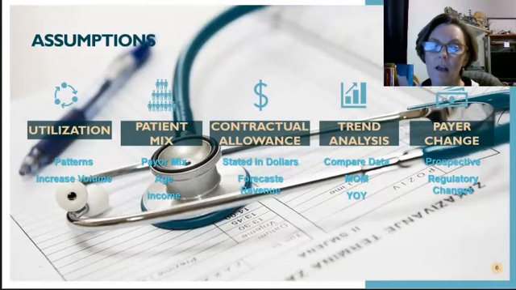Fourth is the trend analysis. This allows a manager to compare data, including month over month or year over year, to better determine busy times or slower times of the year.